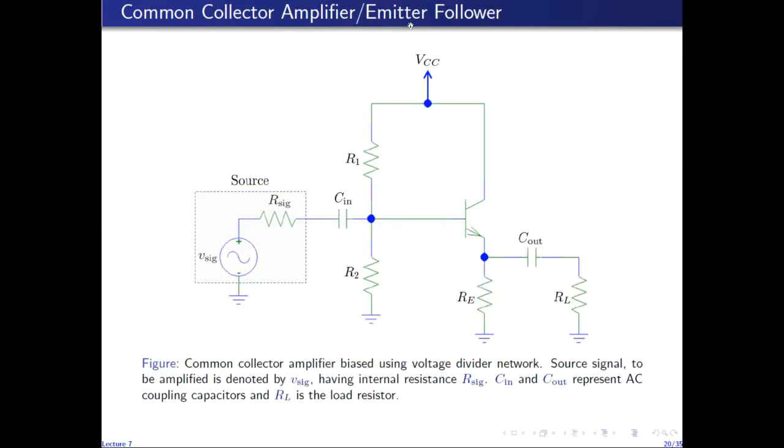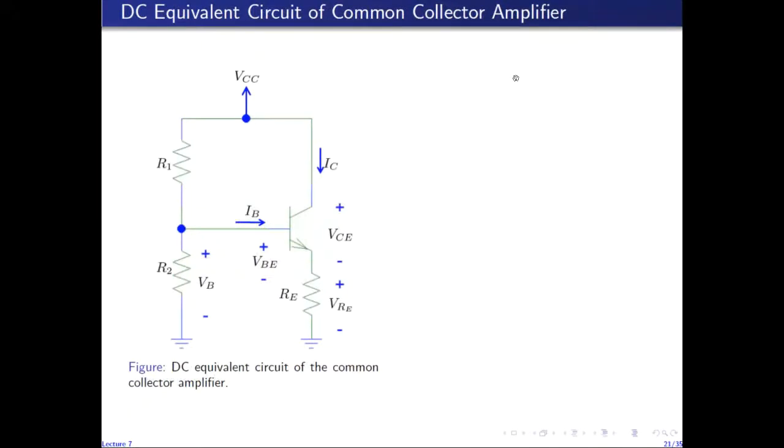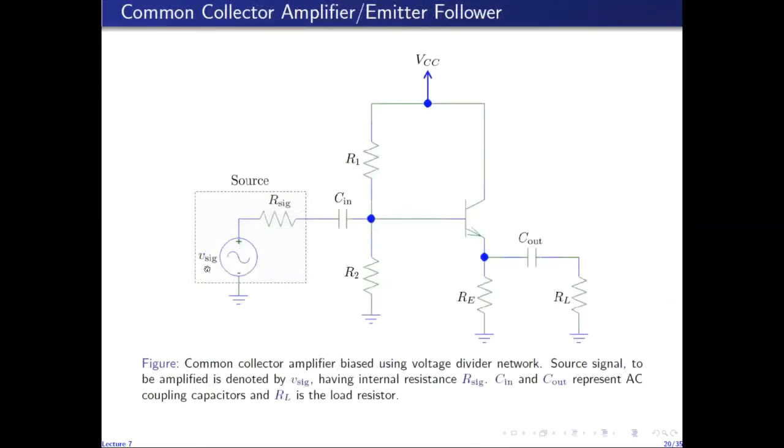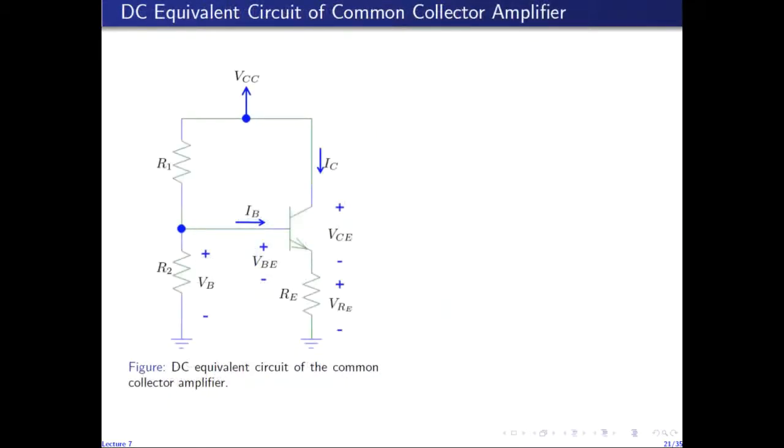So collector is common between the input and output ports, and hence the name common collector amplifier. It is also called emitter follower because, as I will show later on, the output voltage at the emitter follows the input voltage at the base very closely, hence the name emitter follower. Again, I will assume that Vsig is small enough to satisfy the small signal approximation, under which the overall circuit becomes linear, and we can carry out the DC and AC analysis separately.